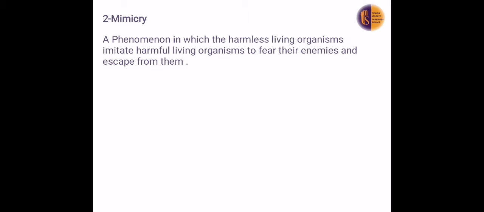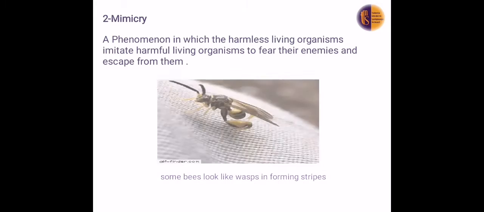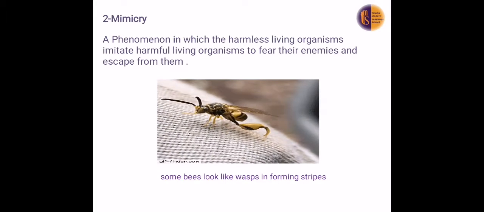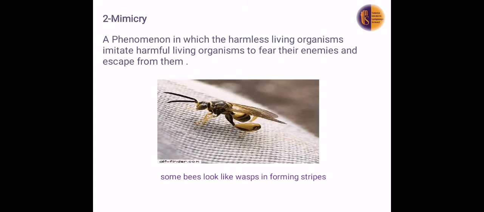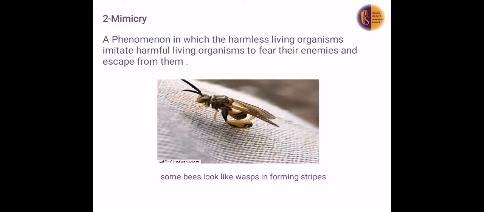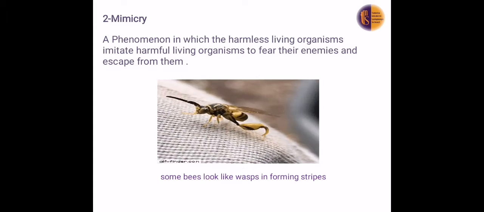Way number two is called mimicry. What happens in mimicry? It's a phenomenon in which harmless living organisms imitate harmful living organisms. Why? To frighten their enemies and escape from them. Like some bees look like wasps in forming stripes. Why? To frighten their enemies so they can escape from them.